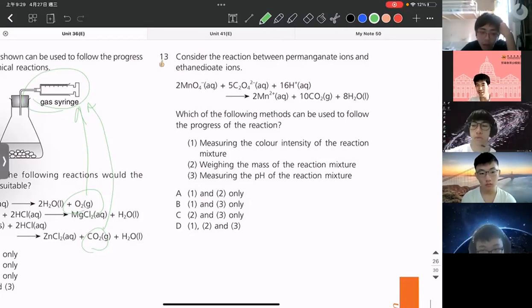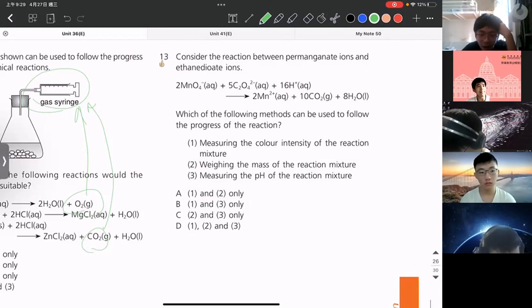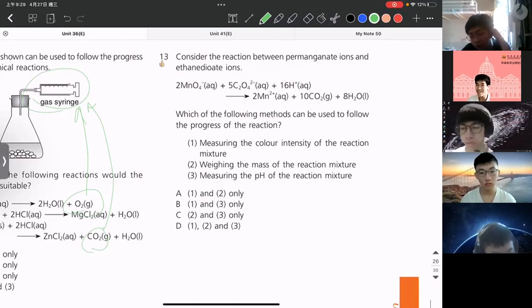B. Mr. Mai. Now you tell them one by one. Number 1 is okay. Okay, what is the color change of the reaction? What is the color change of a reaction? I don't know.